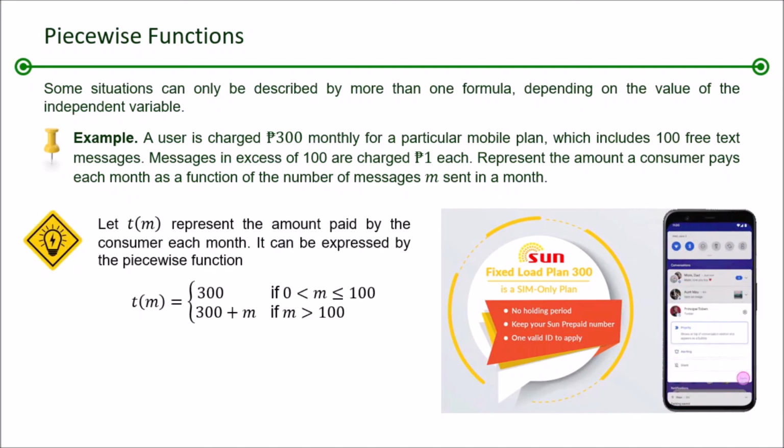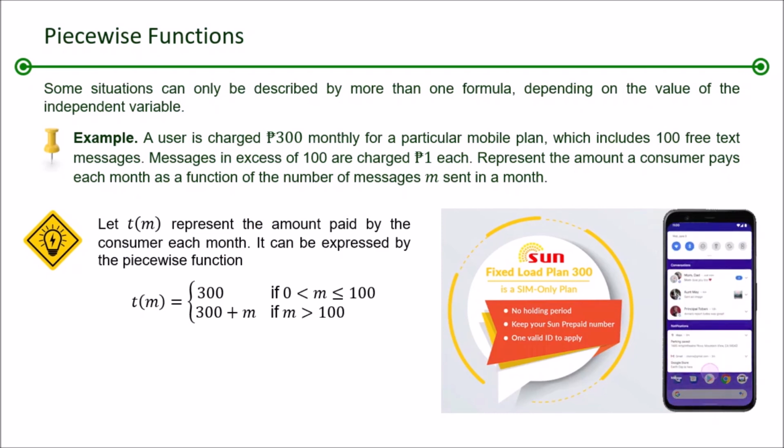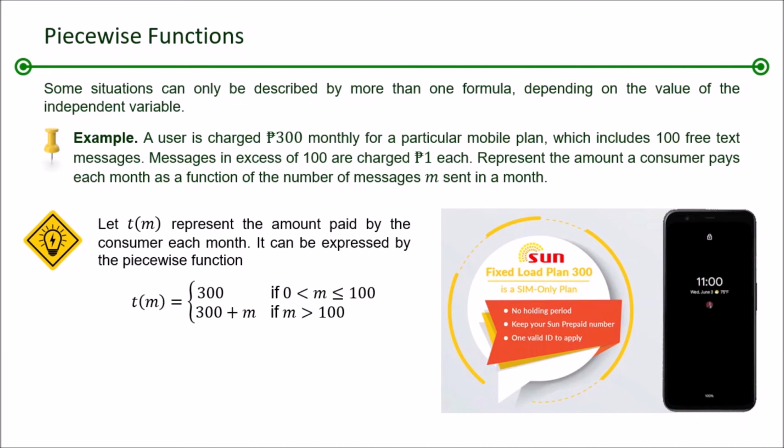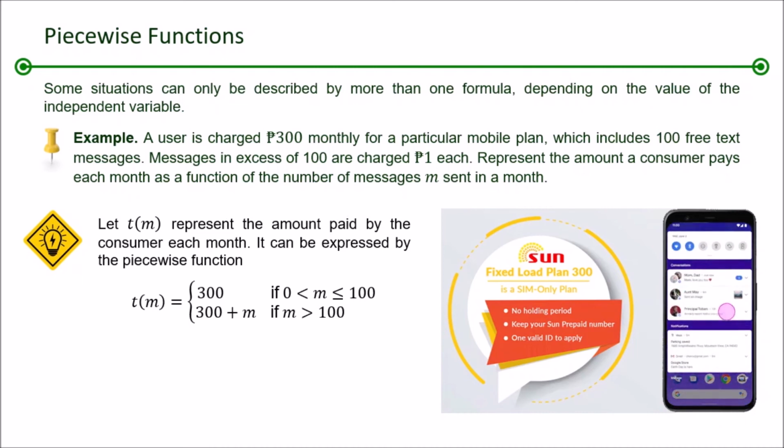Solution. Let T of M represent the amount paid by the consumer each month. It can be expressed by the piecewise function T of M equals 300 if M is greater than 0 but less than or equal to 100, or T of M equals 300 plus M if M is greater than 100.